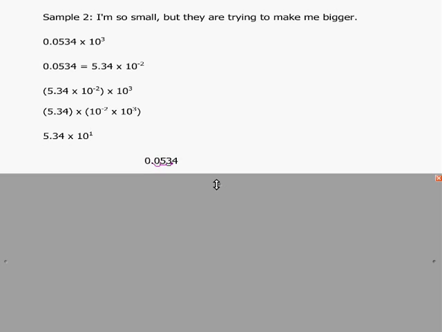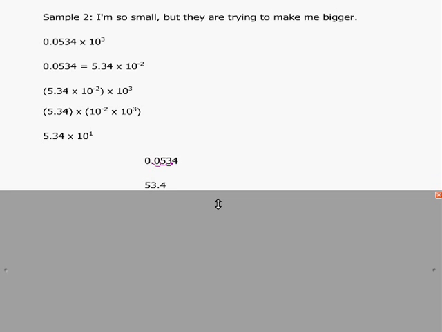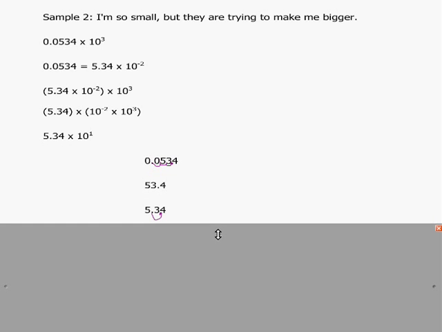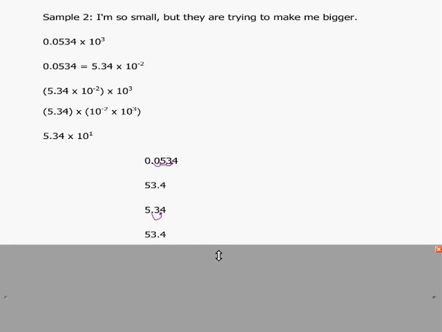Now again, doubting whether we're right or not, we'll take the original decimal, 0.0534, and make it into standard form, times 10 to the third, move our decimal 3 places over to the right, and we get 53.4. If we take 5.34, which is in our answer, and multiply it by 10 to the first, we move the decimal place 1 place to the right, and we end up with 53.4. So ends our saga. Until next time.